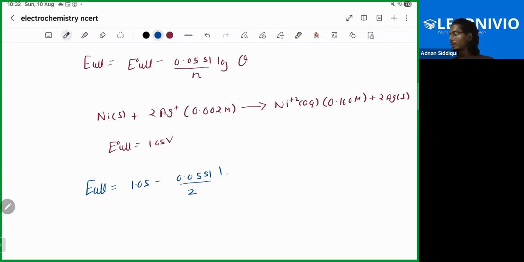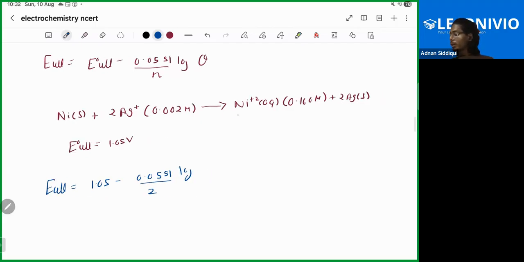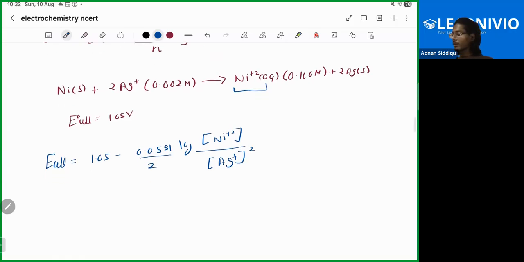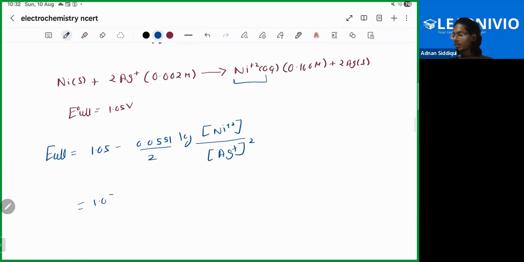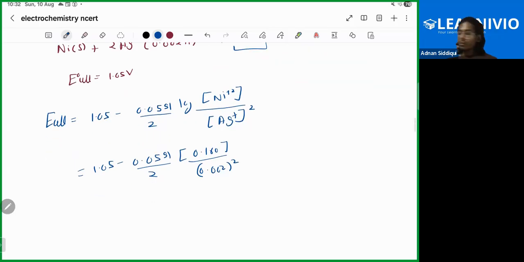Log of the concentration of product. In the numerator you have this aqueous Ni plus 2 divided by Ag positive, but the stoichiometry is going to get converted into the power. This is 0.160 divided by 0.002 whole squared. Up to here it came like this, did something else come?